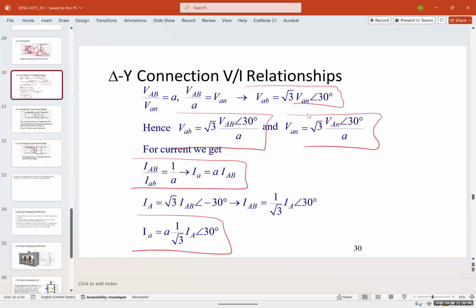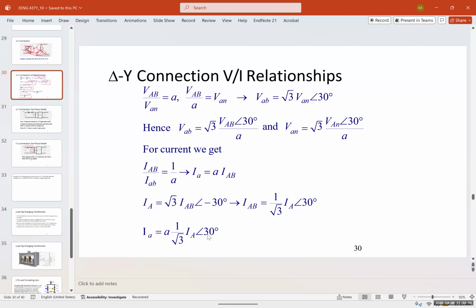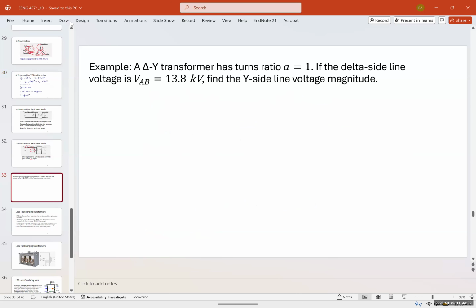Go back to the equations if you want to take a look at the equations for the delta-Y connection. And again, for Y-delta, it's the exact opposite of this. Again, VAB is 13.8 and A is 1.